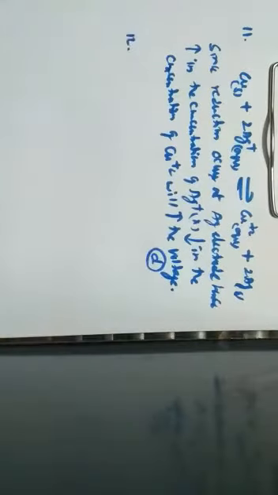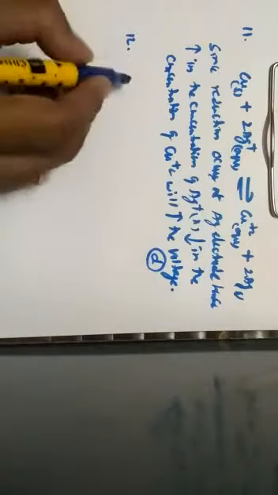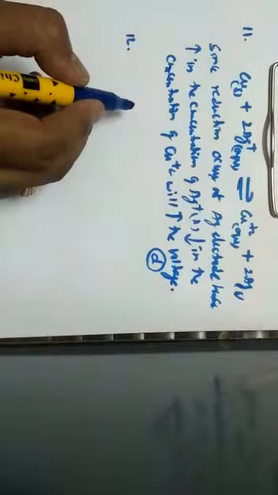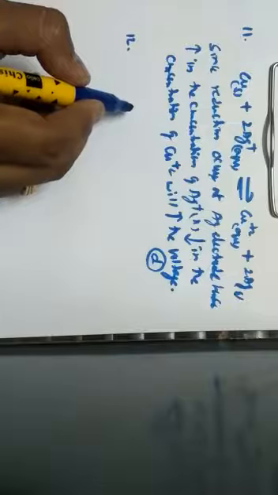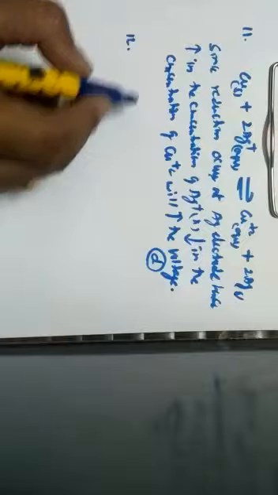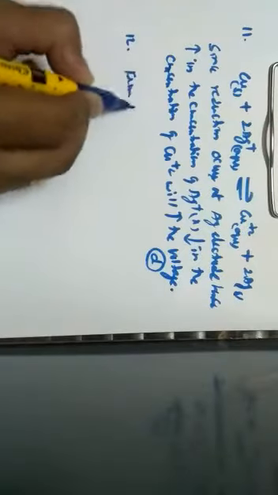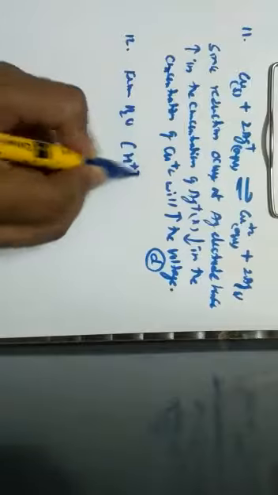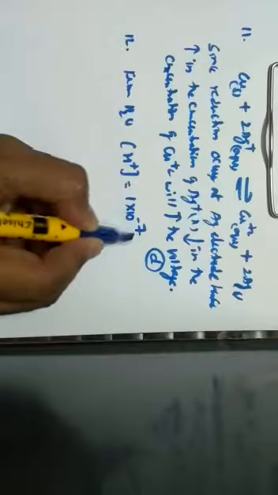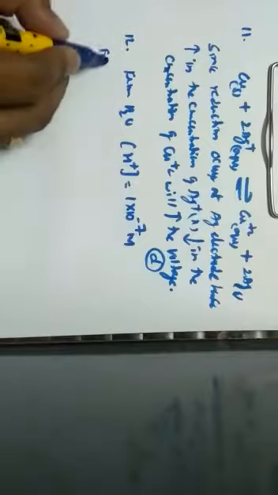Next one, question number 12. The pH of 10 to the power of minus 8 molar HCl solution is: 8, more than 8, between 6 and 7, slightly more than 7. So, 10 to the power of minus 8 molar HCl solution. We know that from the water molecule, the concentration of H+ ion and OH- ion is equal to 10 to the power of minus 7 molar. This is the standard thing we know.